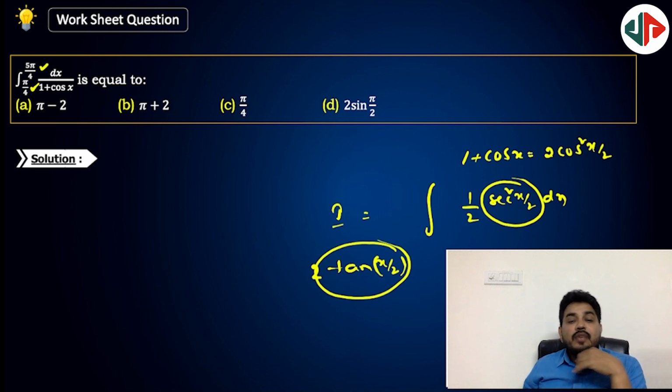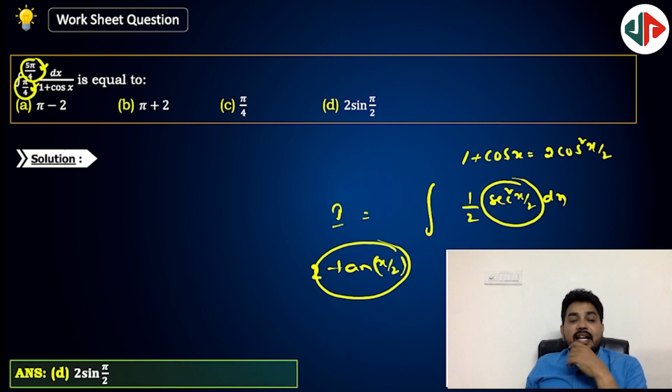So those values you need to write it here. Okay. So you write 5 pi by 4 and then pi by 4. You will be getting the answer as 2. So what is this one?